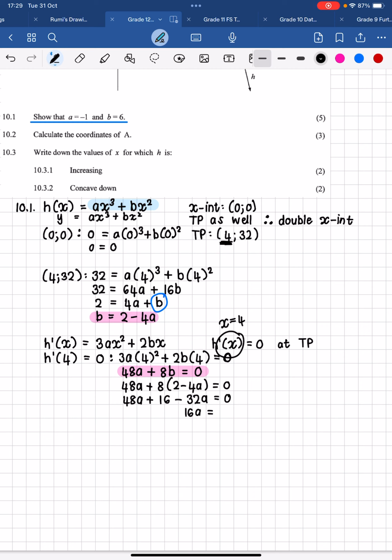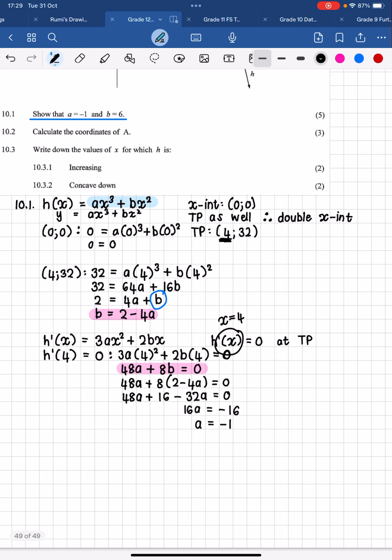And if I move this 16 over to the other side, it's going to become negative 16. And there we are getting our negative 1 for a, right? That they asked us to get. They said, show that a is equal to negative 1. There we have it, right? We got to the correct value.